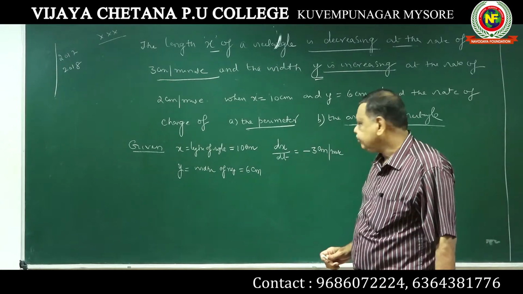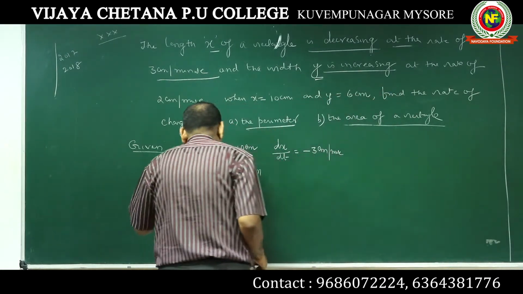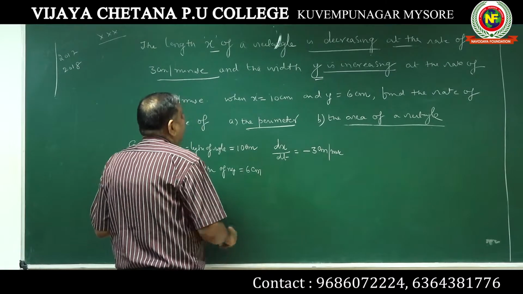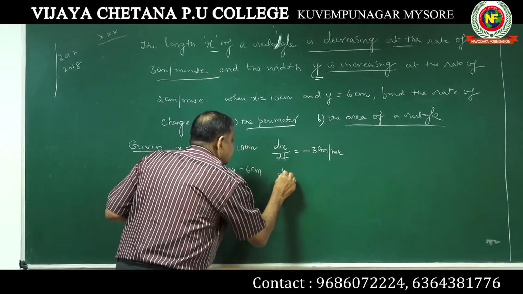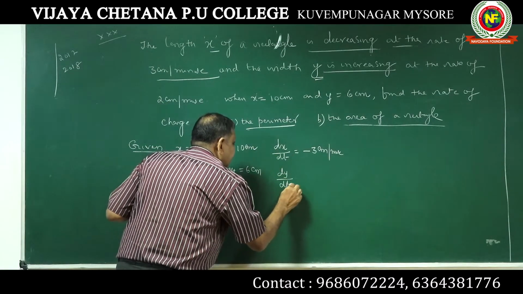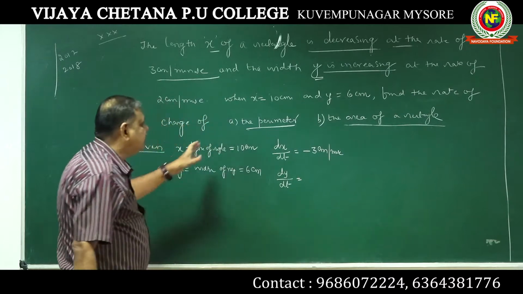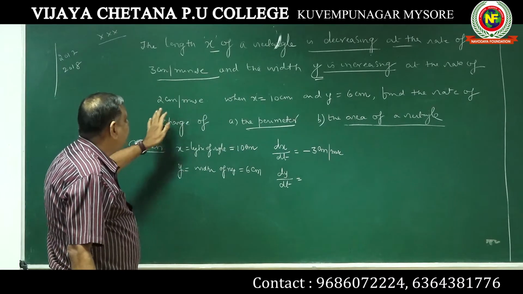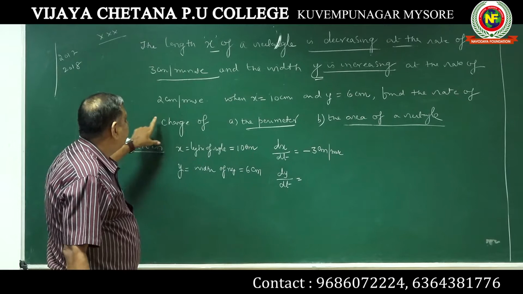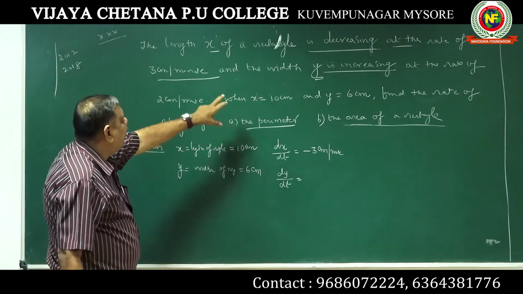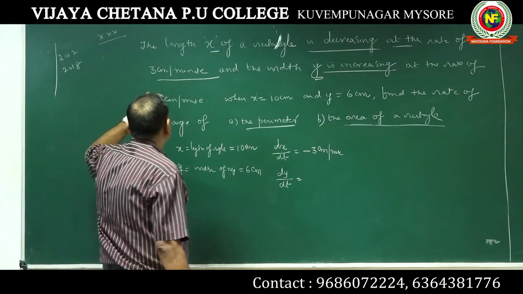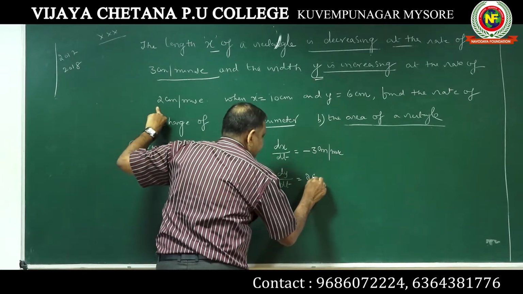Next, the width y is increasing. Take down dy by dt. When the width is increasing, dy by dt is given: y is equal to 6 centimeter and y is increasing at the rate of 2 centimeter per minute.